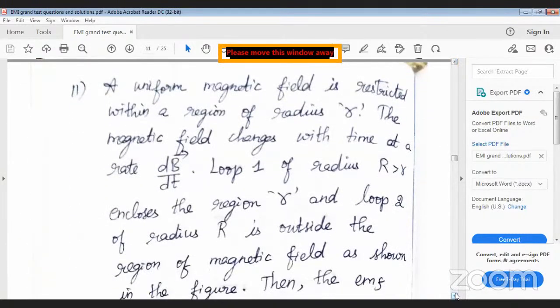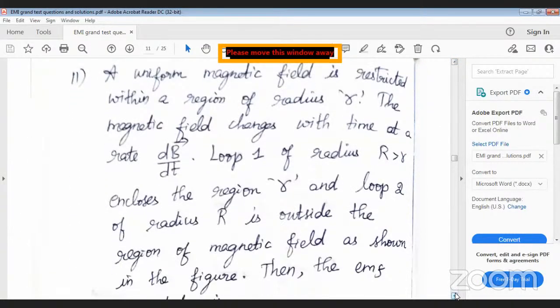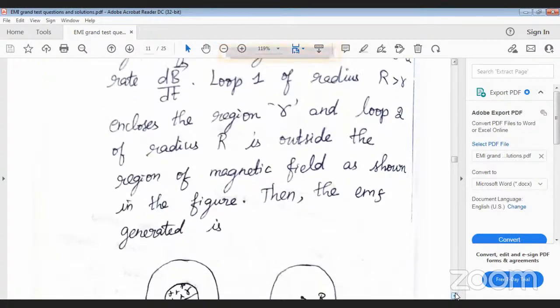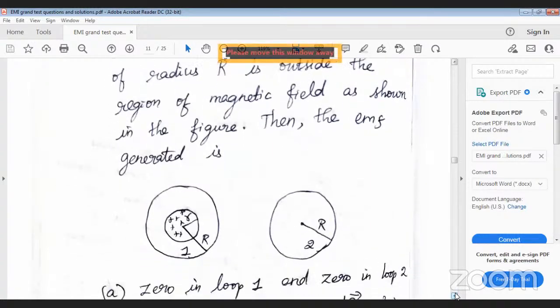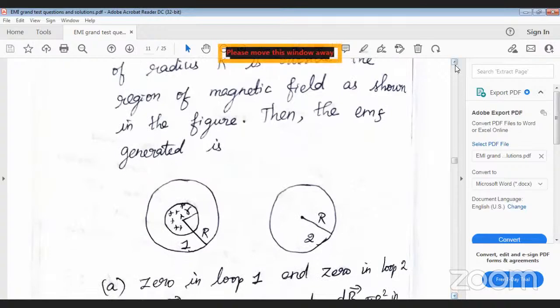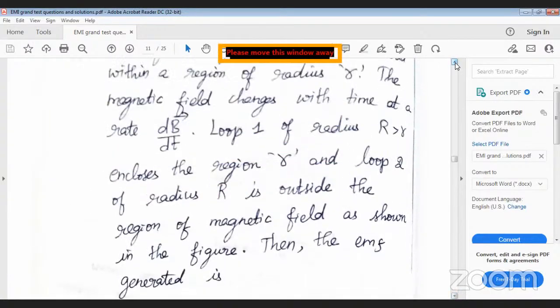Then question number 11. A uniform magnetic field is restricted within a region of radius small r. The magnetic field changes with time at a rate dB by dt. Loop 1 of radius capital R greater than small r encloses the region small r, and loop 2 of radius R is outside the region of magnetic field as shown in the figure. Then the EMF generated is. Okay. You need to find out the EMF generated here.